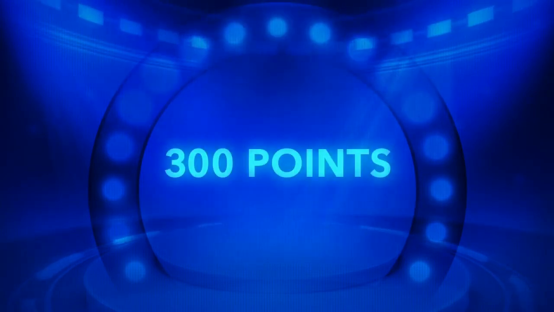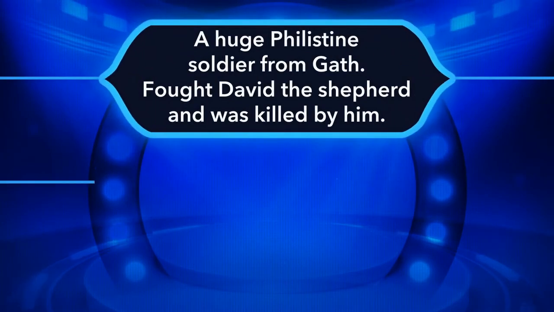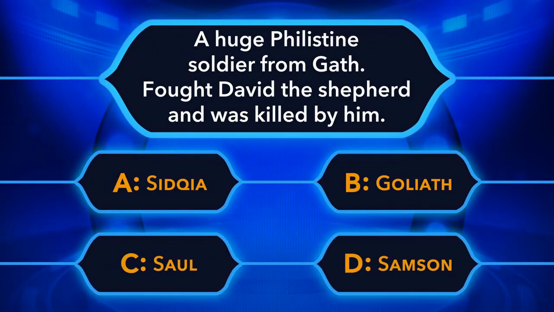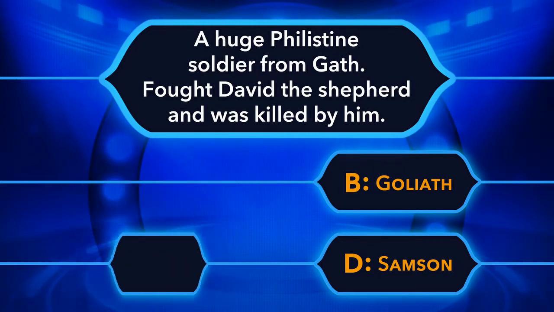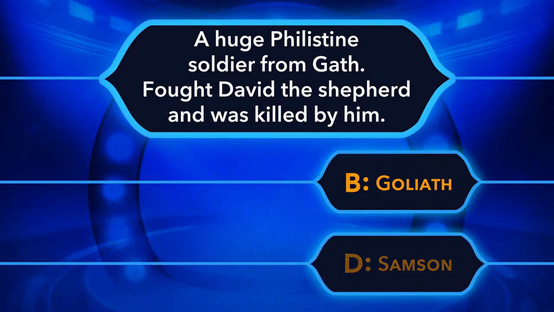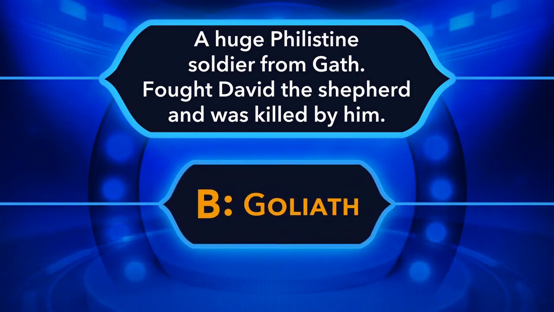The next question for 300 points. This person was a huge Philistine soldier from Gath. He fought David the shepherd and was killed by him. Was it A. Sidkiah, B. Goliath, C. Saul, or D. Samson? The answer is B. Goliath was a huge Philistine soldier who fought David the shepherd.